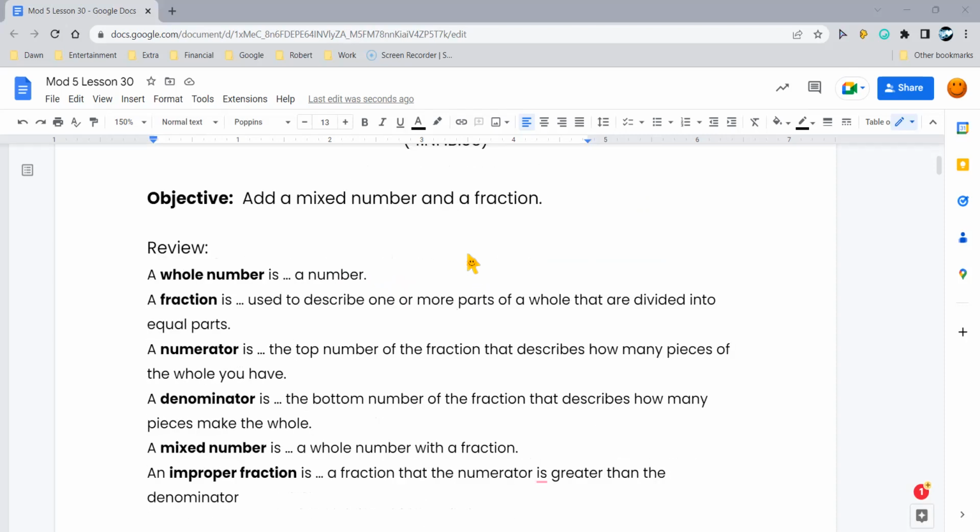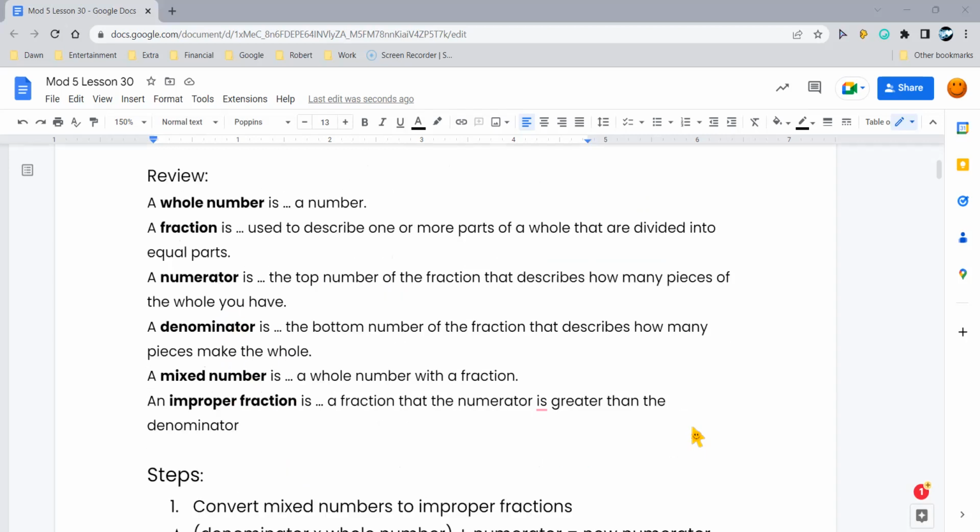So here are vocabulary words if you feel like you need to study. We have a whole number, a fraction, a numerator, a denominator, a mixed number, and an improper fraction. If you feel like you need to study, go ahead and pause the video. If not, come along. Let's go look at those steps.